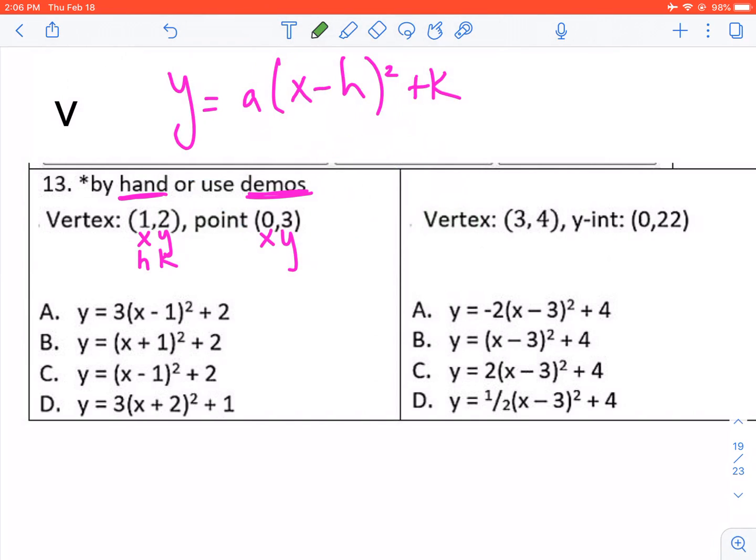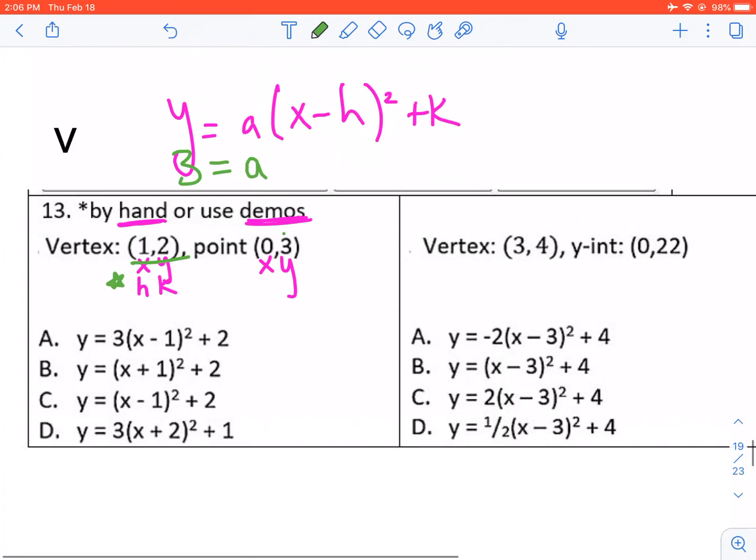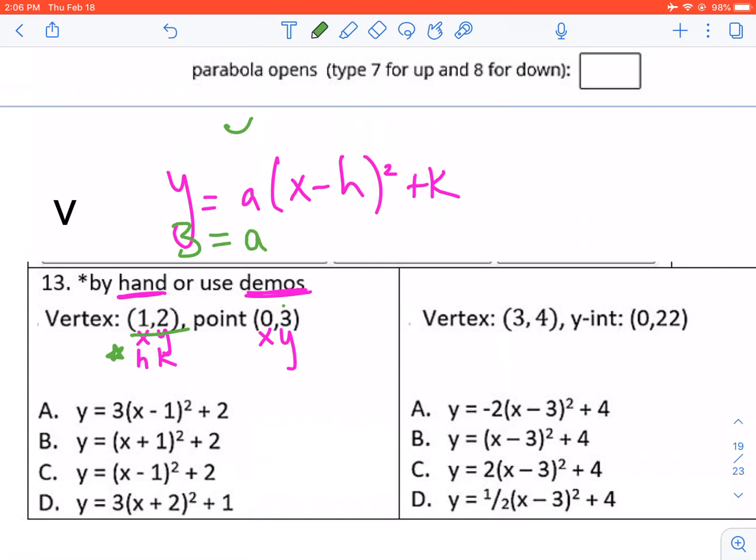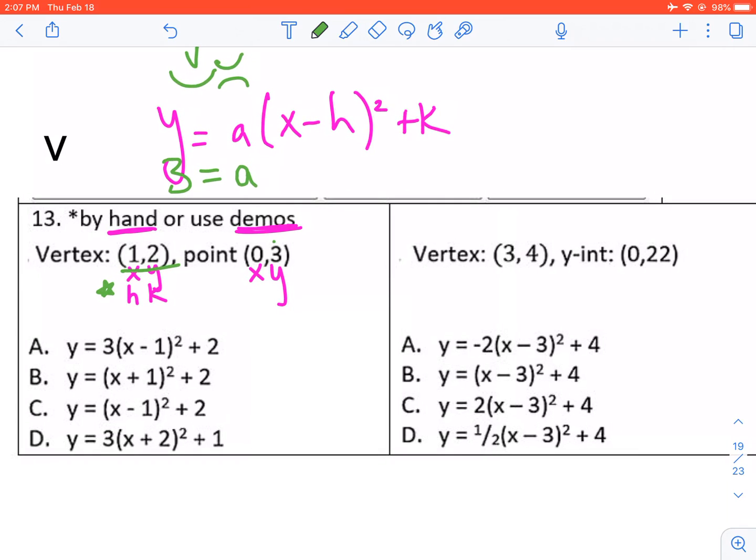Our y value, we're not using this y because it has special names. We need different letters. Our y value is going to be right here, this 3. We don't know what a is. Remember, a is talking about, is it open up like a U, down like an N? Is it very, very skinny, or is it very, very wide, or is it like normal? That's what the a value is talking about. So we're going to have to figure that out.